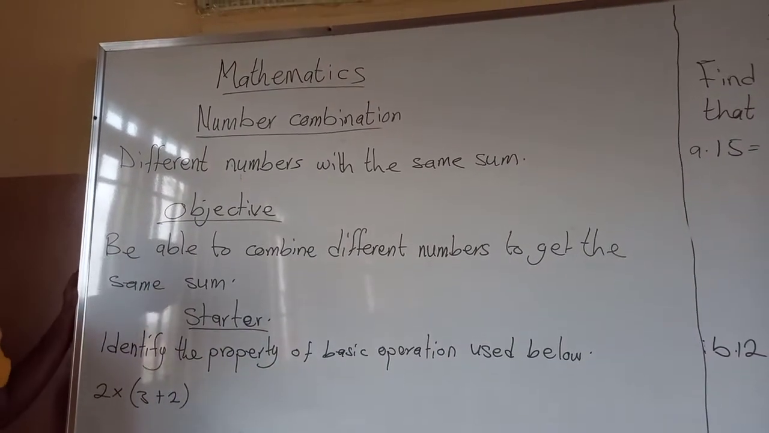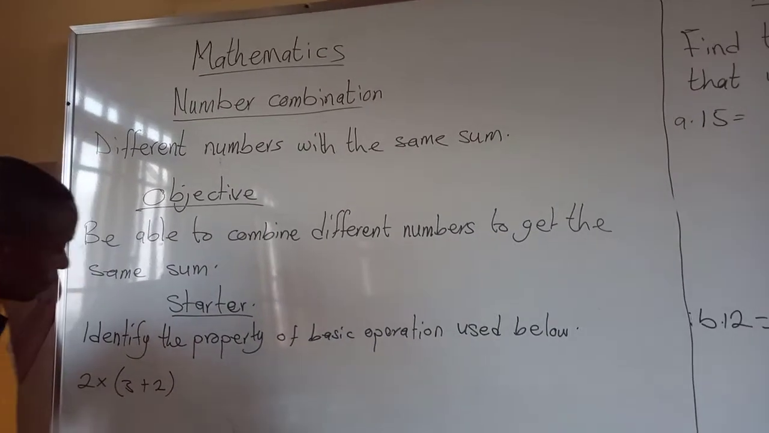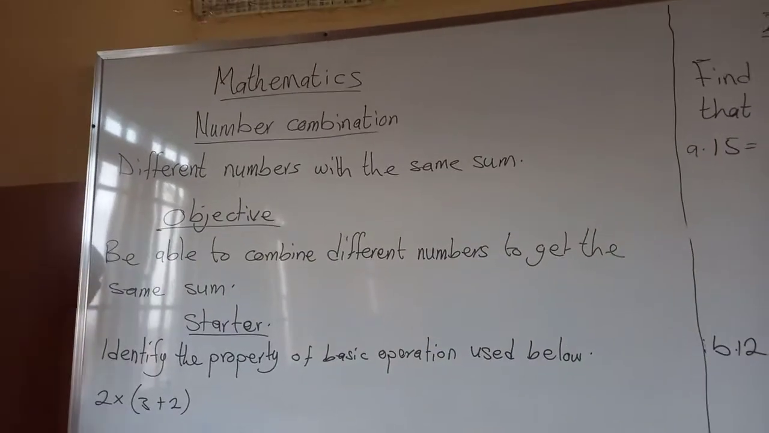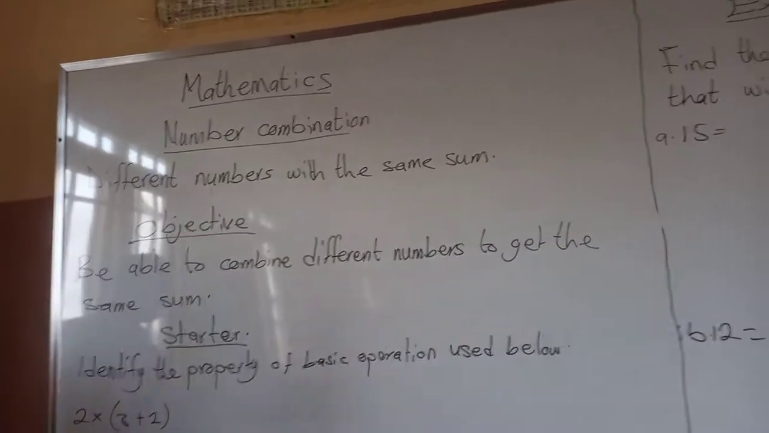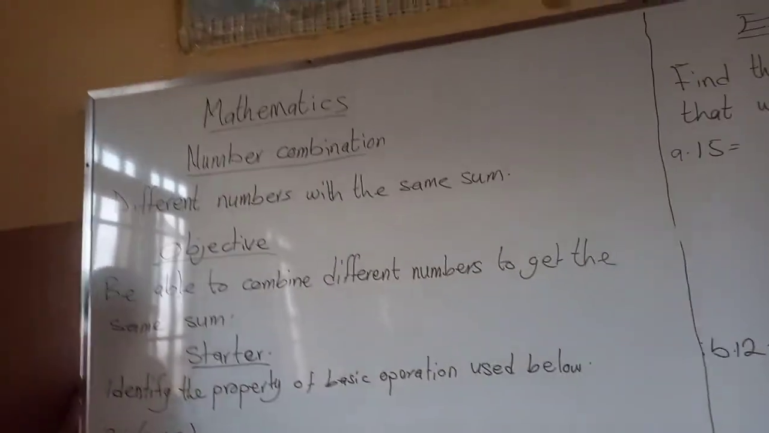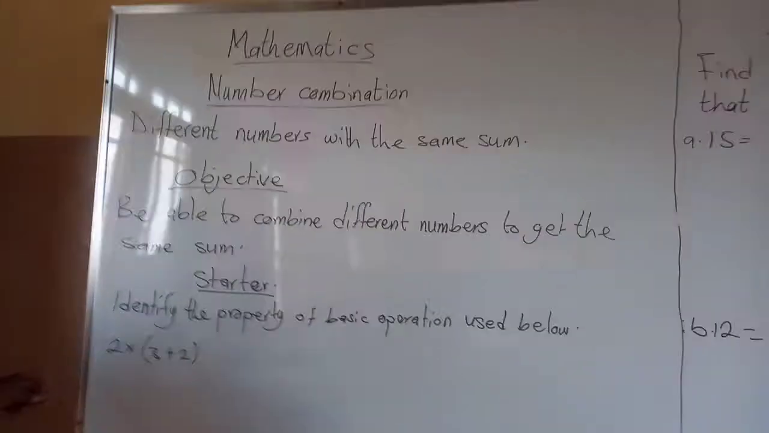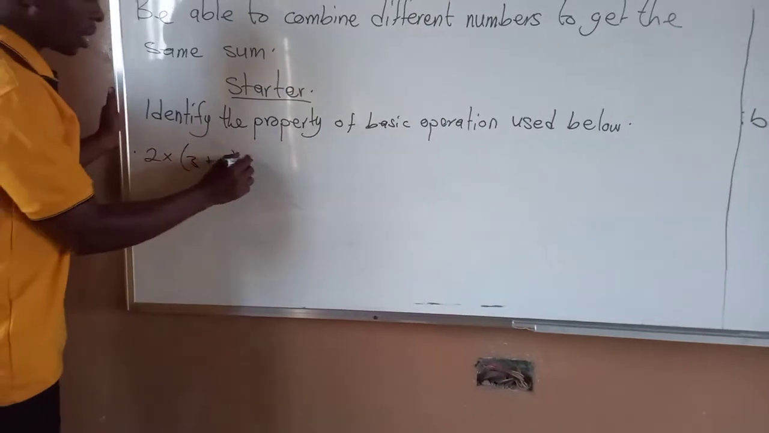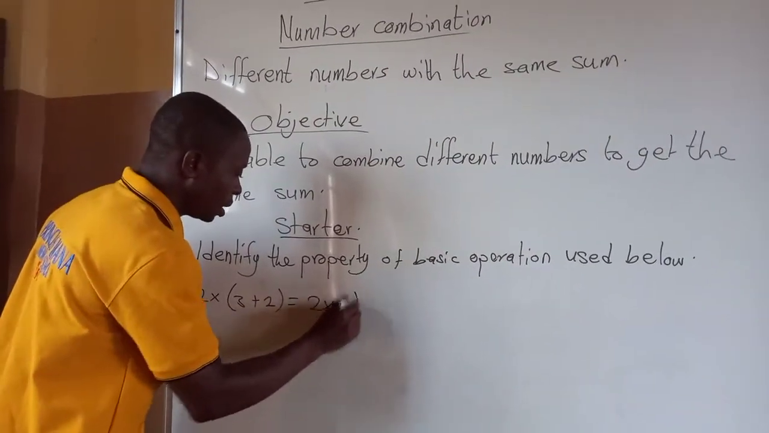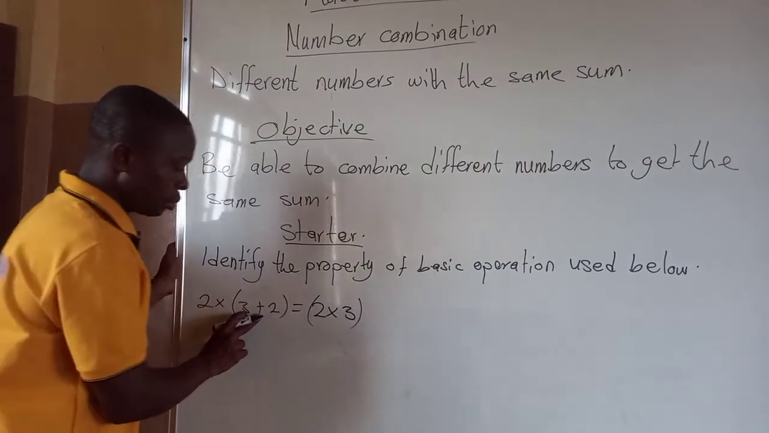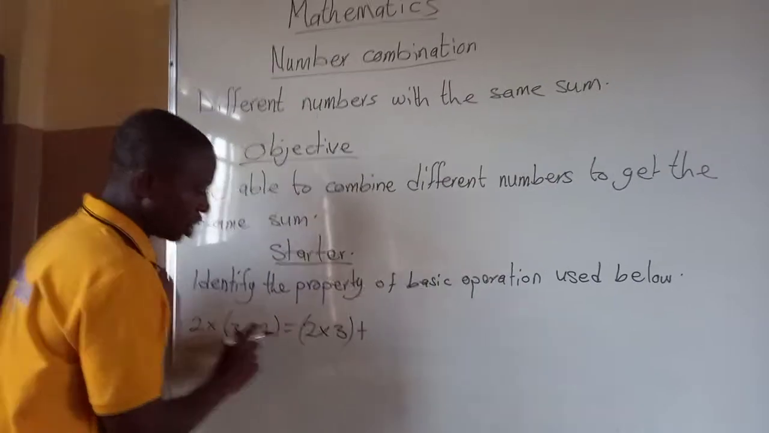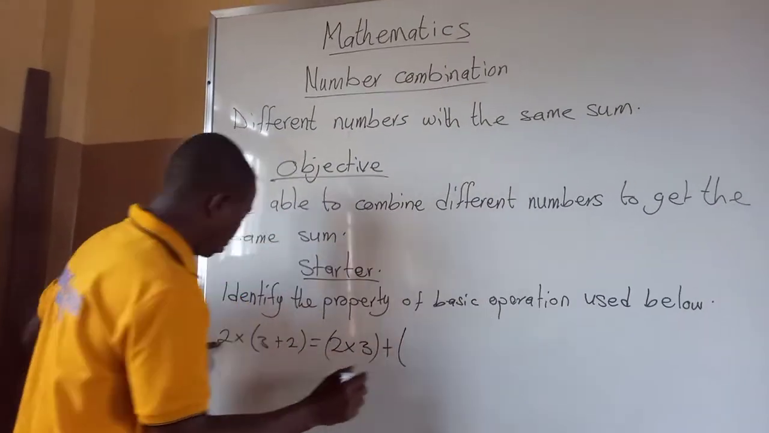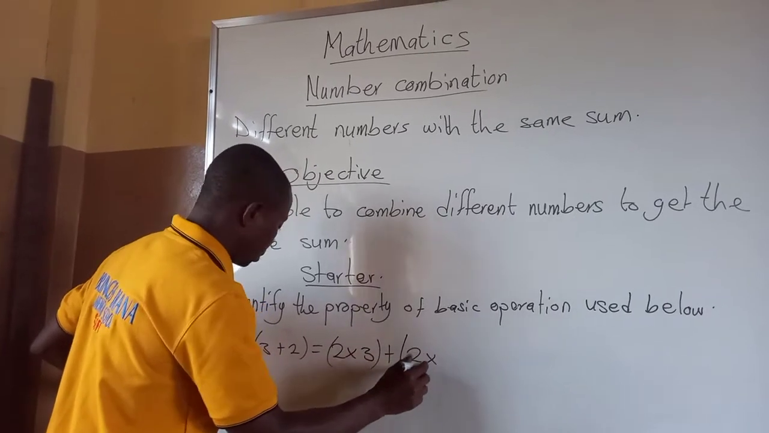Now the starter says identify the property of basic operation used below. In our previous lessons we talked about properties of basic operation. So the starter is telling us to identify. Before we do that, let's expand it. So we have 2 times 3 into bracket, plus 2. Then we bring our plus because the operation is addition. Then we are distributing. So 2 times 2.